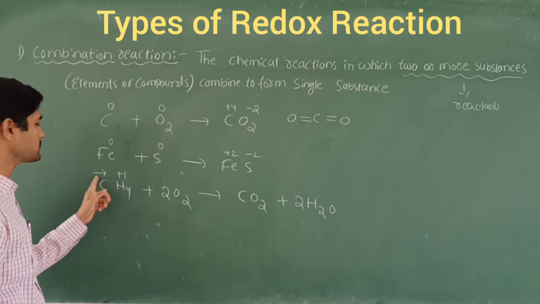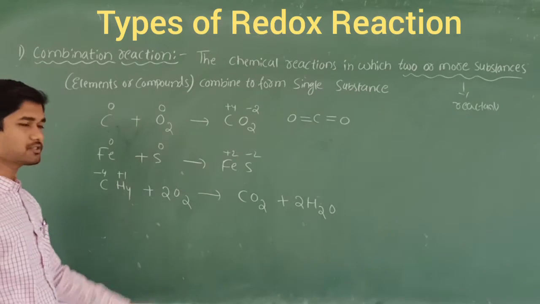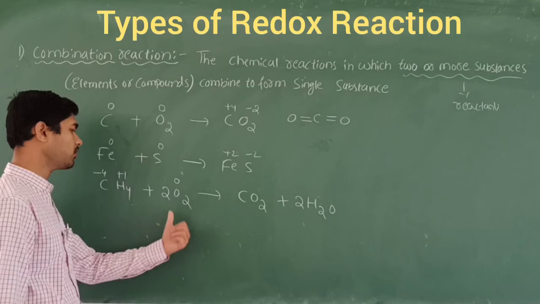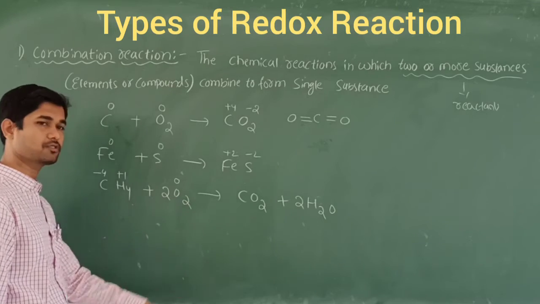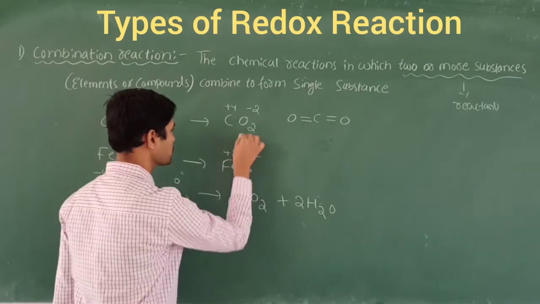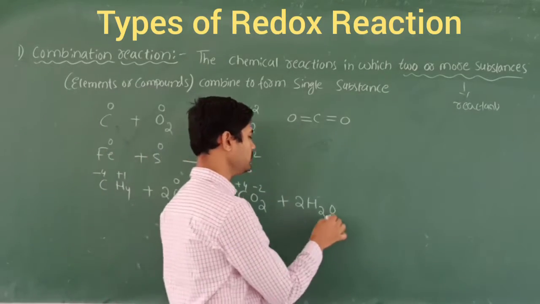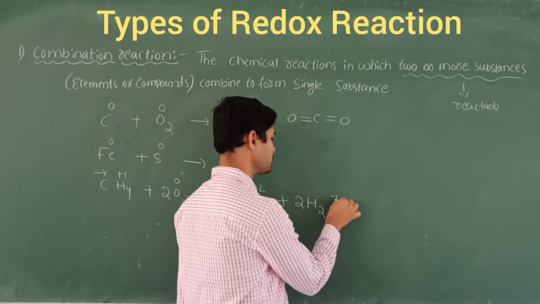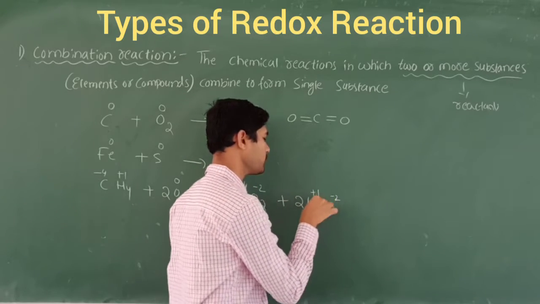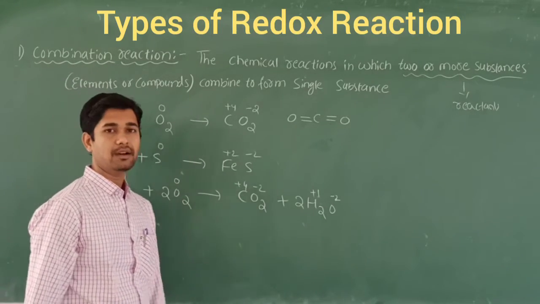What about oxygen? That should be 0, since it is an oxygen molecule; we should not look at this number. What about the carbon dioxide? It is the same as before: carbon is +4 and oxygen is -2. And in water, hydrogen is +1 and oxygen is -2. So these are examples of combination reactions.